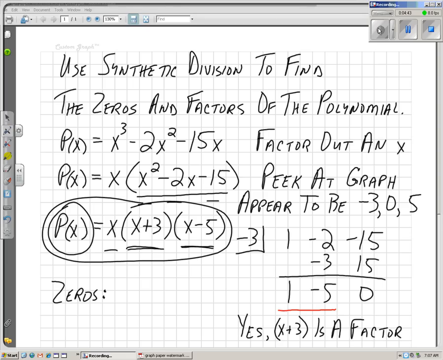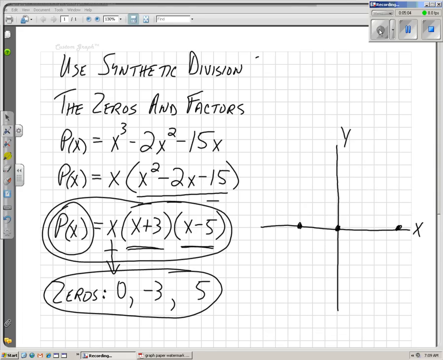So we had to rewrite the polynomial as a product of its factors. We also had to find the zeros. Well, this one's easy. That's -3. That one's easy. That's 5. What is this one right here? Well, that's got to be 0. So I have zeros at 0, -3, and positive 5. And here's our graph. Down to the left, up to the right. It's an x cubed graph. Looks a little bit like that.